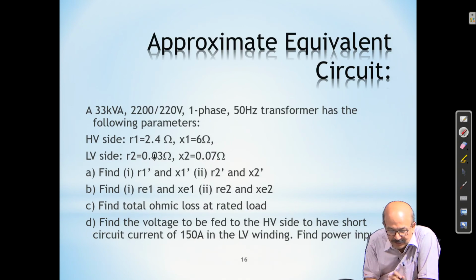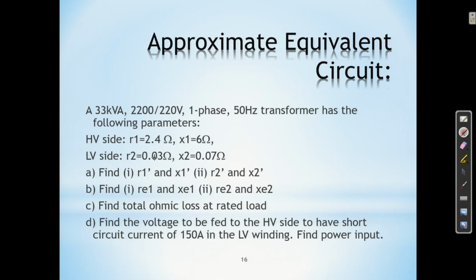So here you can clearly see that 1 refers to the high voltage side, 2 refers to the low voltage side. So R1 dash is R1 referred to the low voltage side. Similarly X1 dash, and R2 dash is R2 referred to the high voltage side. So dash is the other side referred. You can calculate and then find the effective resistance referred to the high voltage side, the effective reactance referred to the high voltage side, the effective resistance referred to the low voltage side, and the effective reactance referred to the low voltage side.